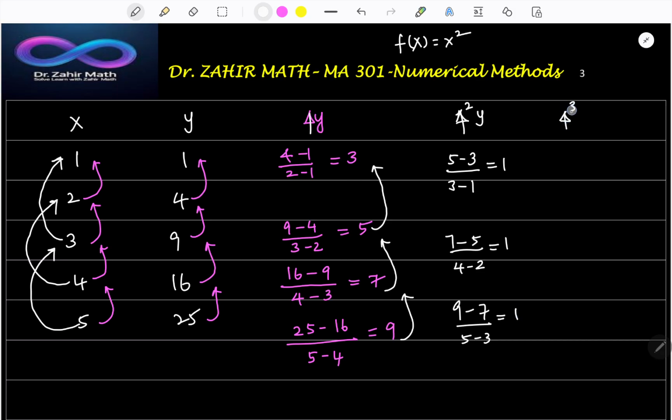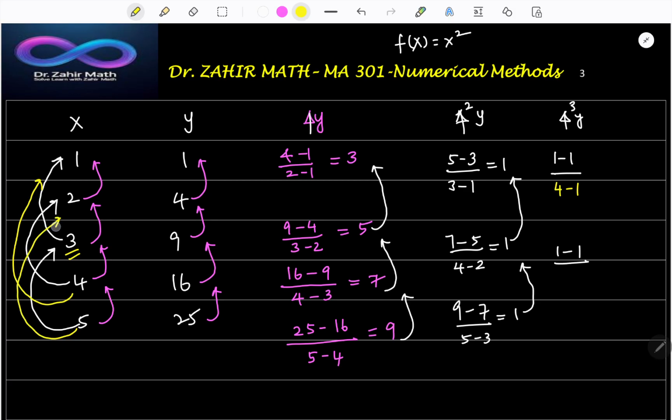Then the next is del cube y. Again I'm telling, this minus this, it's so easy, this minus this, it's so easy, divided by, what is the second one you started? Second one you started from 3, right? Now you have to start from what? You have to start from 4. 4 minus 1, okay, and 5 minus 2. Anyway, it's going to become 0, so no need to worry about the denominator.